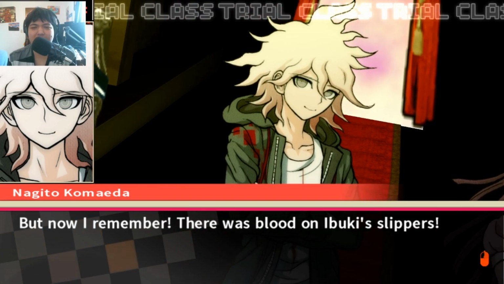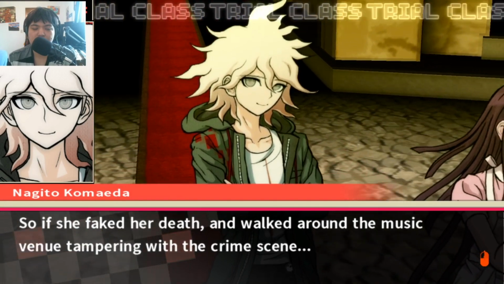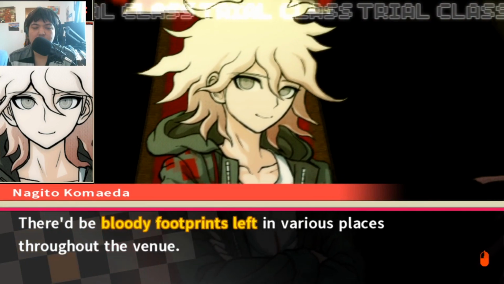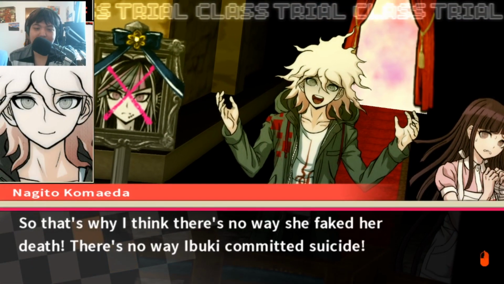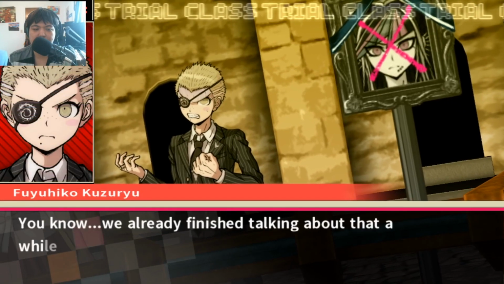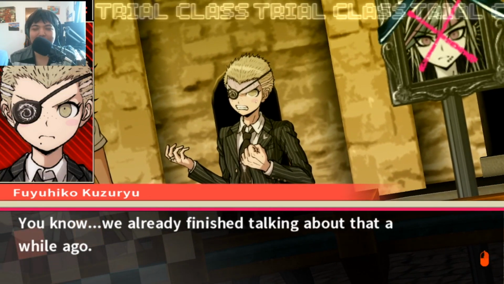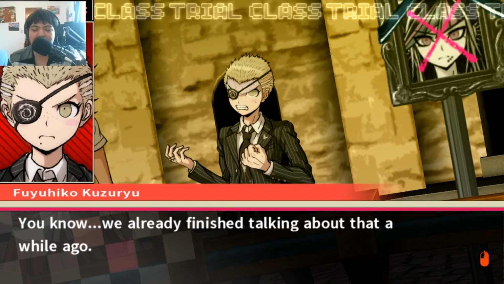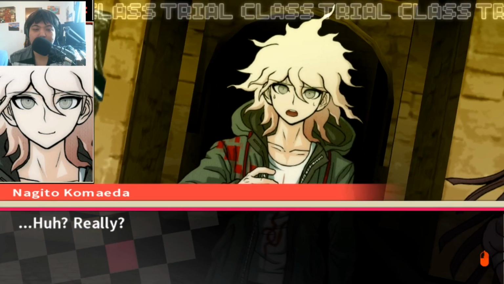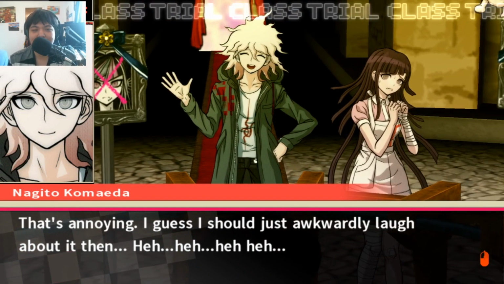Well, we already talked about this, didn't we? So if she faked her death and walked around the music venue tampering with the crime scene, there'd be bloody footprints left in various places throughout the venue. So that's why I think there's no way she faked her death. There's no way Ibuki committed suicide. You know, we already finished talking about that a while ago. That really is still stupid. We already discussed this, there's blood on the sole and it gets smudged on the floor. Really? That's annoying. I guess I should just awkwardly laugh about it then.